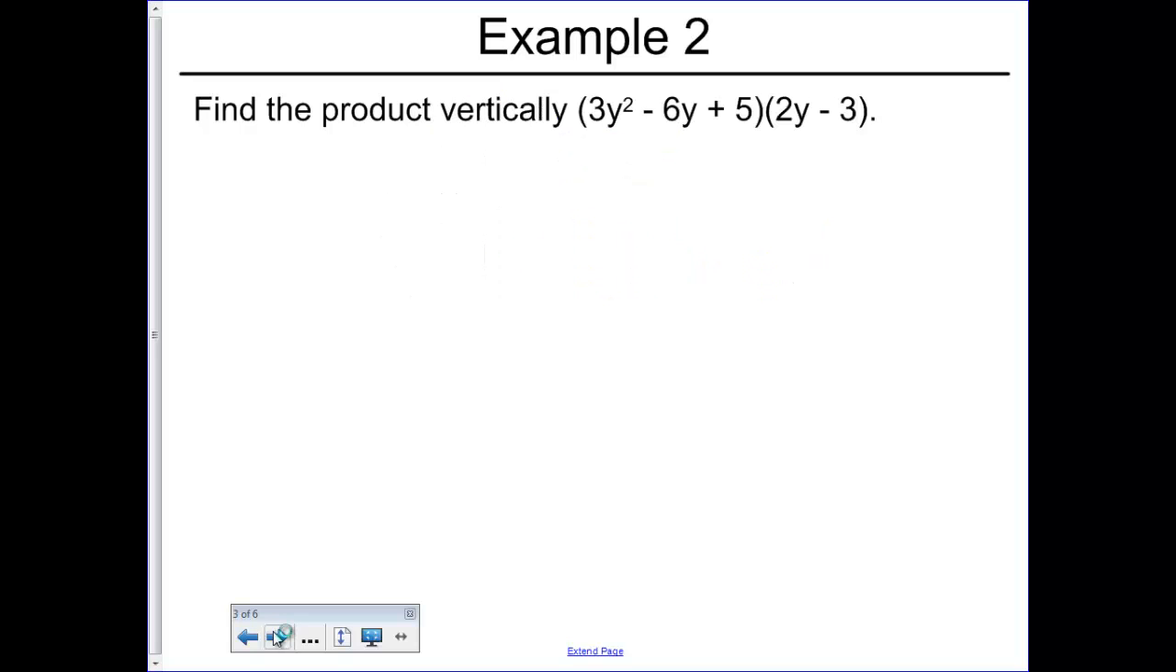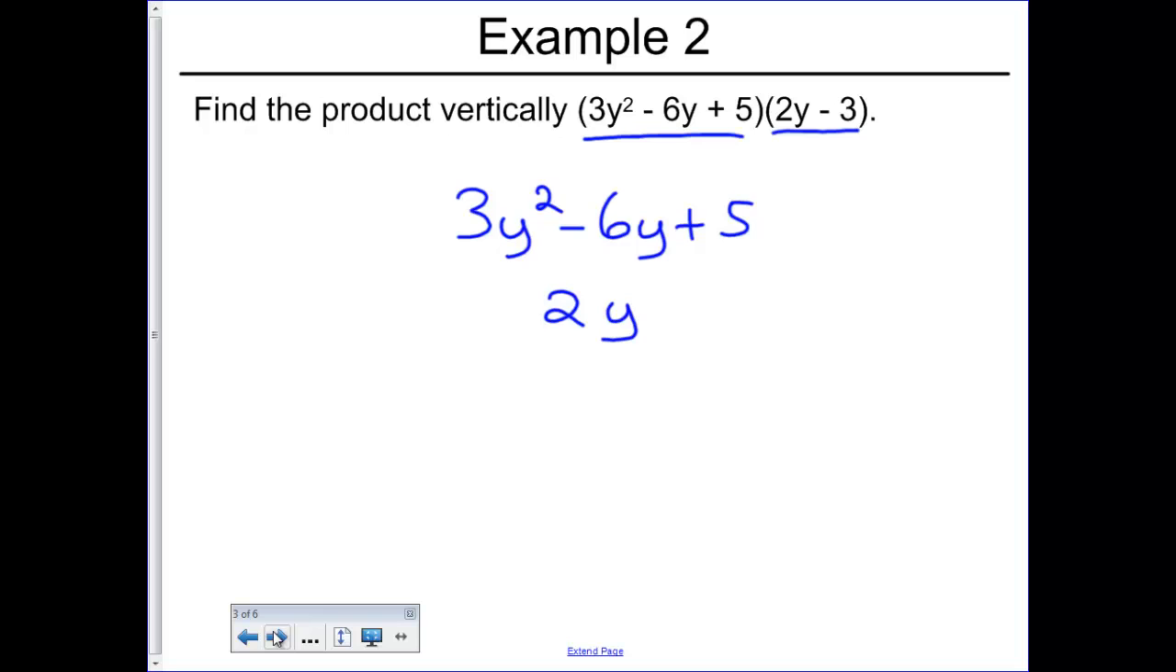Example 2, we're going to find the product, but we're going to do this vertically, and one of the reasons we do that is because we have a binomial here and a trinomial here. I like to put the trinomial, which has the more numbered terms, on the top. So I'm going to put my 3y squared minus 6y plus 5 on the top, and then bring my 2y minus 3 underneath it. Draw my line, put my little times symbol here.